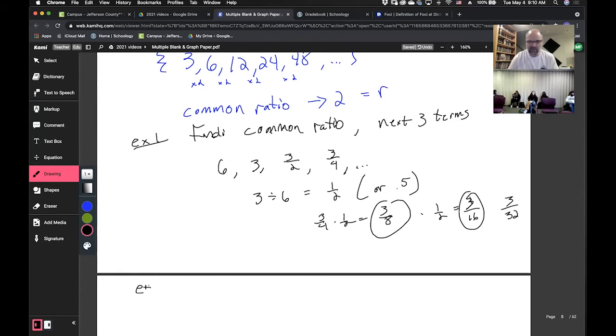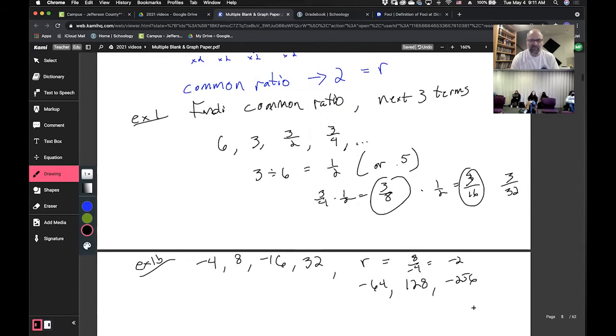What if it looks like this? Here's example 1b: -4, 8, -16, 32. Whoa. Okay, so what's our R? Well, R can be found by just dividing any 2 consecutive terms. So 8 divided by -4 is just -2. So you're just multiplying everything by -2. So the next 3 are going to be -64, +128, and then -256. Pretty simple, right?